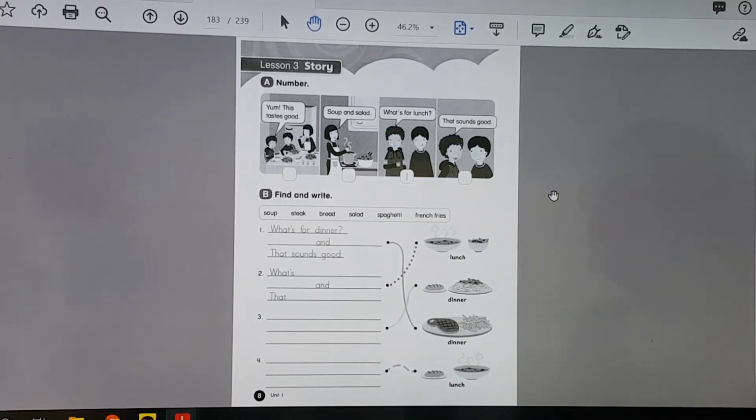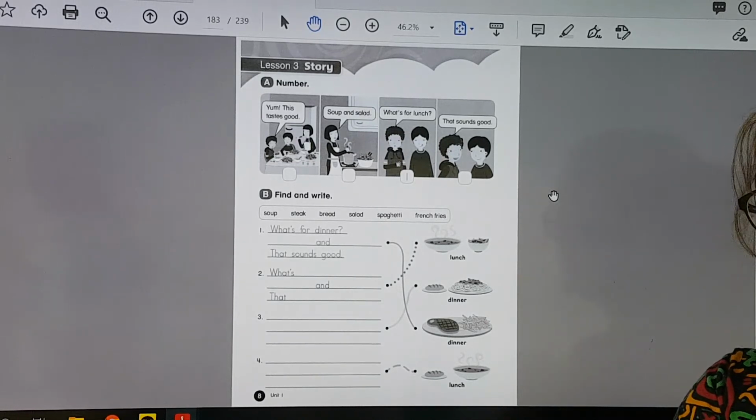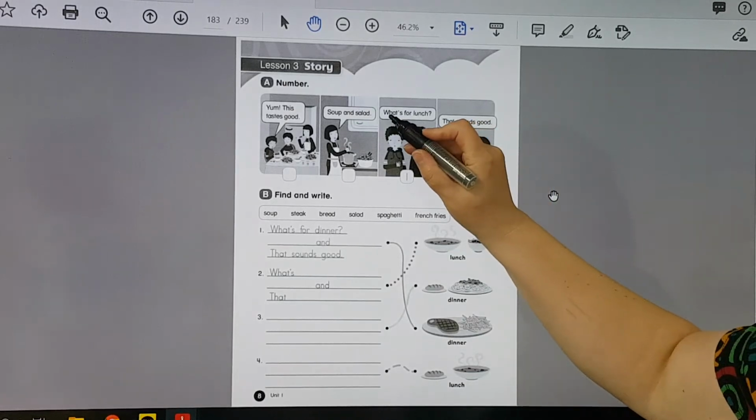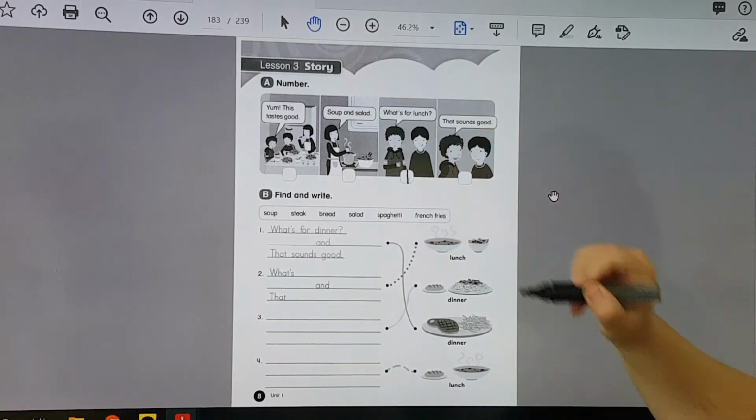So remember in the story, we had started with a question. 점심에 뭐 먹을 거예요? How can you say that in English? Very good. What's for lunch? We can see that here. What's for lunch? So that's number 1.